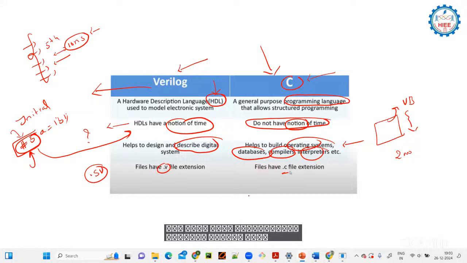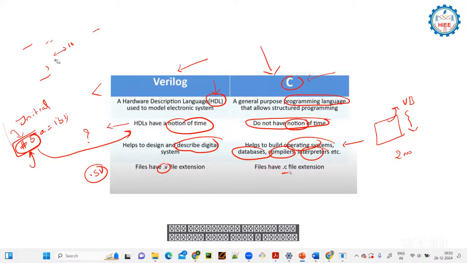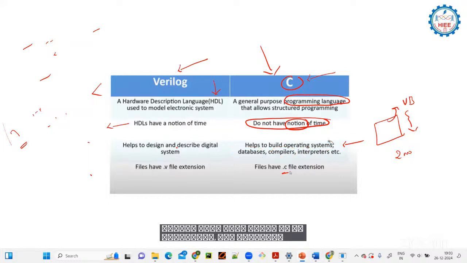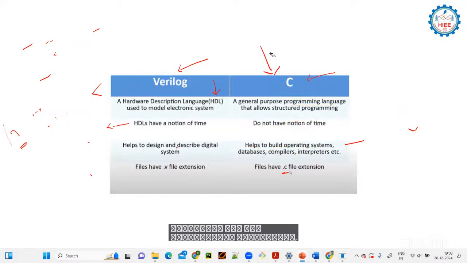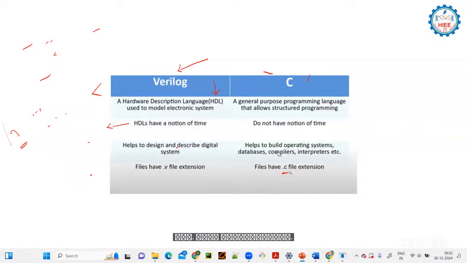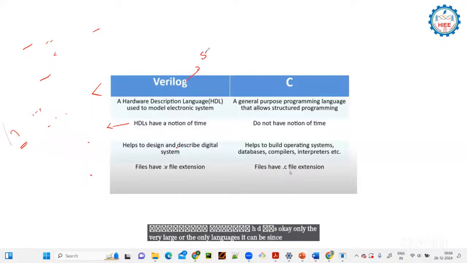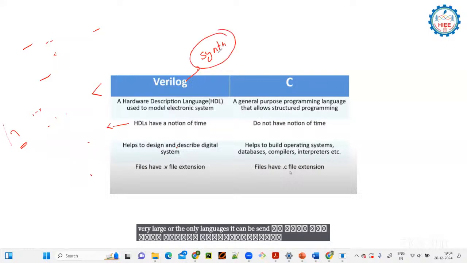Apart from this, there is a very major difference between our traditional languages and the HDL language. Can anyone say that? We have discussed it multiple times in due course of time. The difference is synthesis. All our existing programming languages cannot be synthesized except HDLs. Only Verilog or VHDL are the languages which can be synthesized. So this is where it differs from our traditional programming languages.